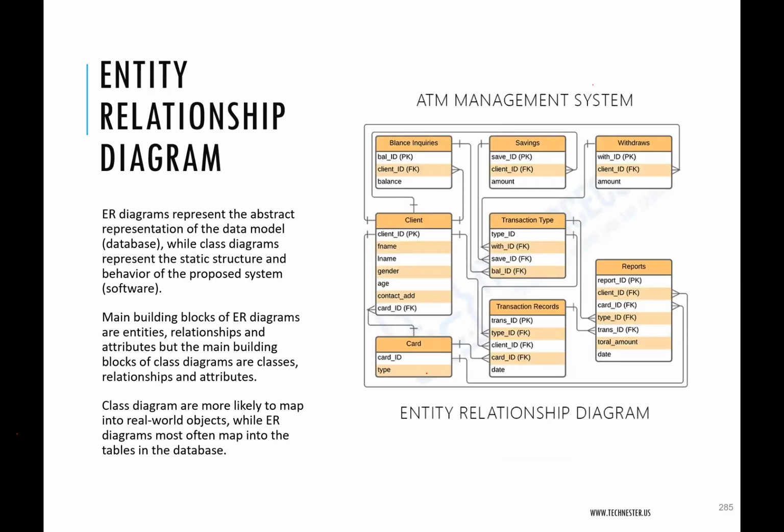So this is how an entity relationship diagram will look like. You have the name of the class or the entity: savings, withdrawals, reports, transaction type, client. Then you have the properties or the attributes inside. Then you can declare some of the attributes as primary key. So meaning they'll be unique, right? So no two balance inquiries will have the same balance ID. Each of them must have unique balance ID. No two clients will have the same client ID, which makes sense, right?